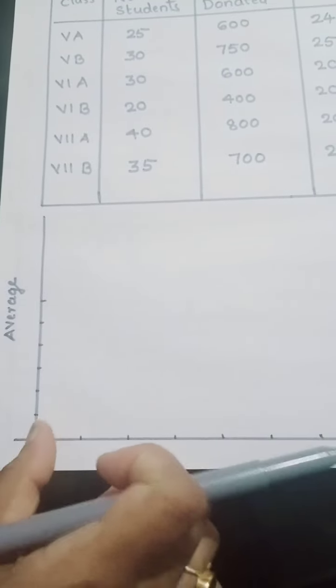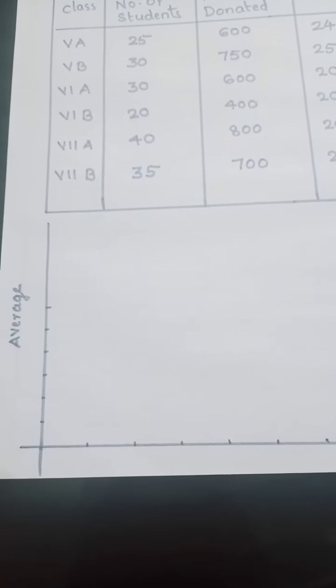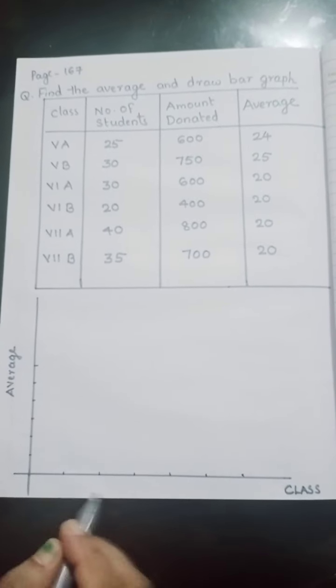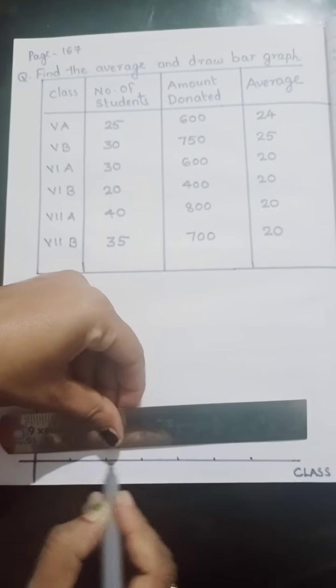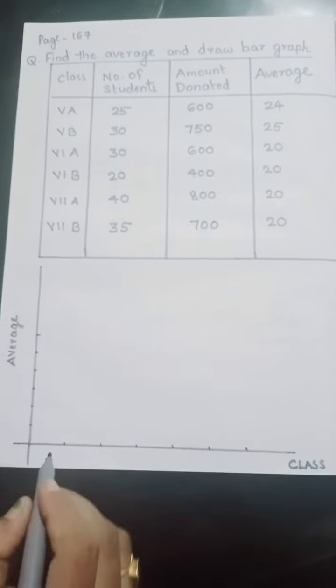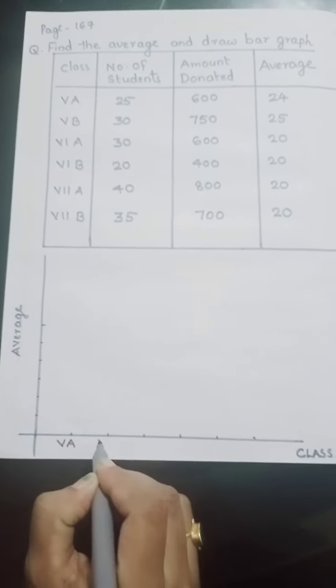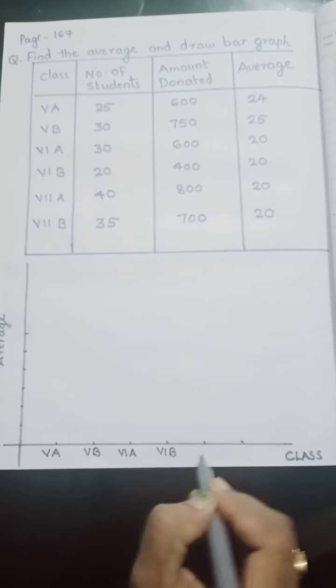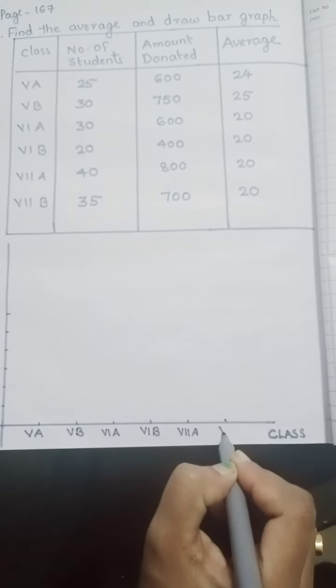For drawing a bar graph, we have to draw an x-axis and a y-axis. On the x-axis we have to plot the classes. So take in your scale 2 centimeters and then put points. Then you write there 5A. This is 5B. Then we have 6A, then 6B, then 7A, and the last class is 7B. So we have plotted the classes on the x-axis.